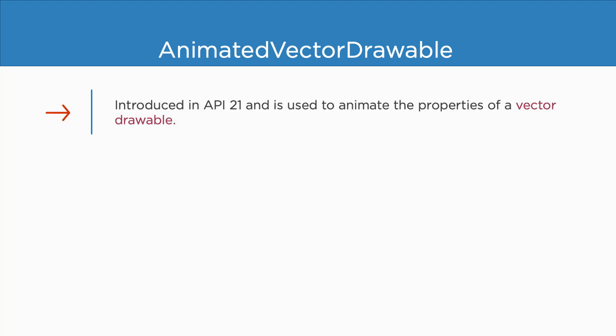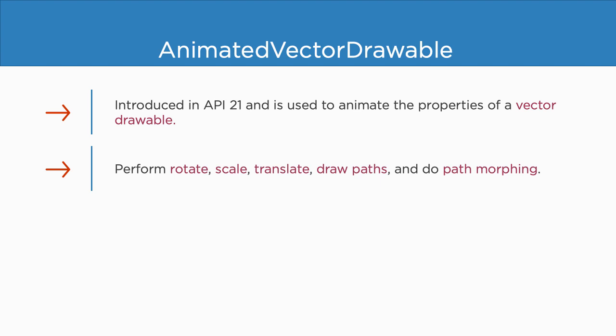Well, this class was introduced in API 21, and it is used to animate the properties of a vector drawable beautifully and easily. Using this animation, you can rotate, scale, translate, draw paths, do path morphing. So in short, you can do a lot more things on a vector using this class of AnimatedVectorDrawable.